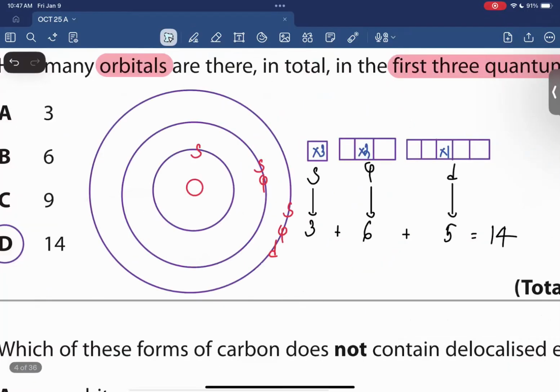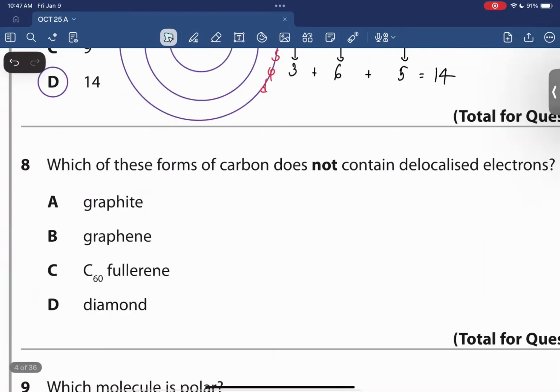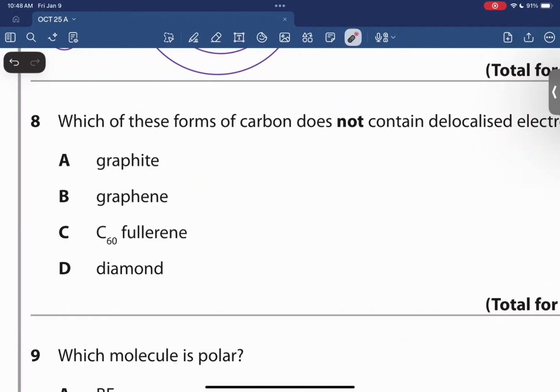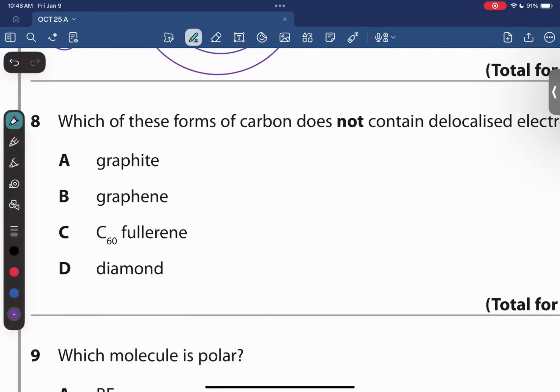Which of these forms of carbon does not contain a delocalized electron? Graphite does. That's why it is a conductor. So does graphene. Diamond doesn't, right? Diamond doesn't.